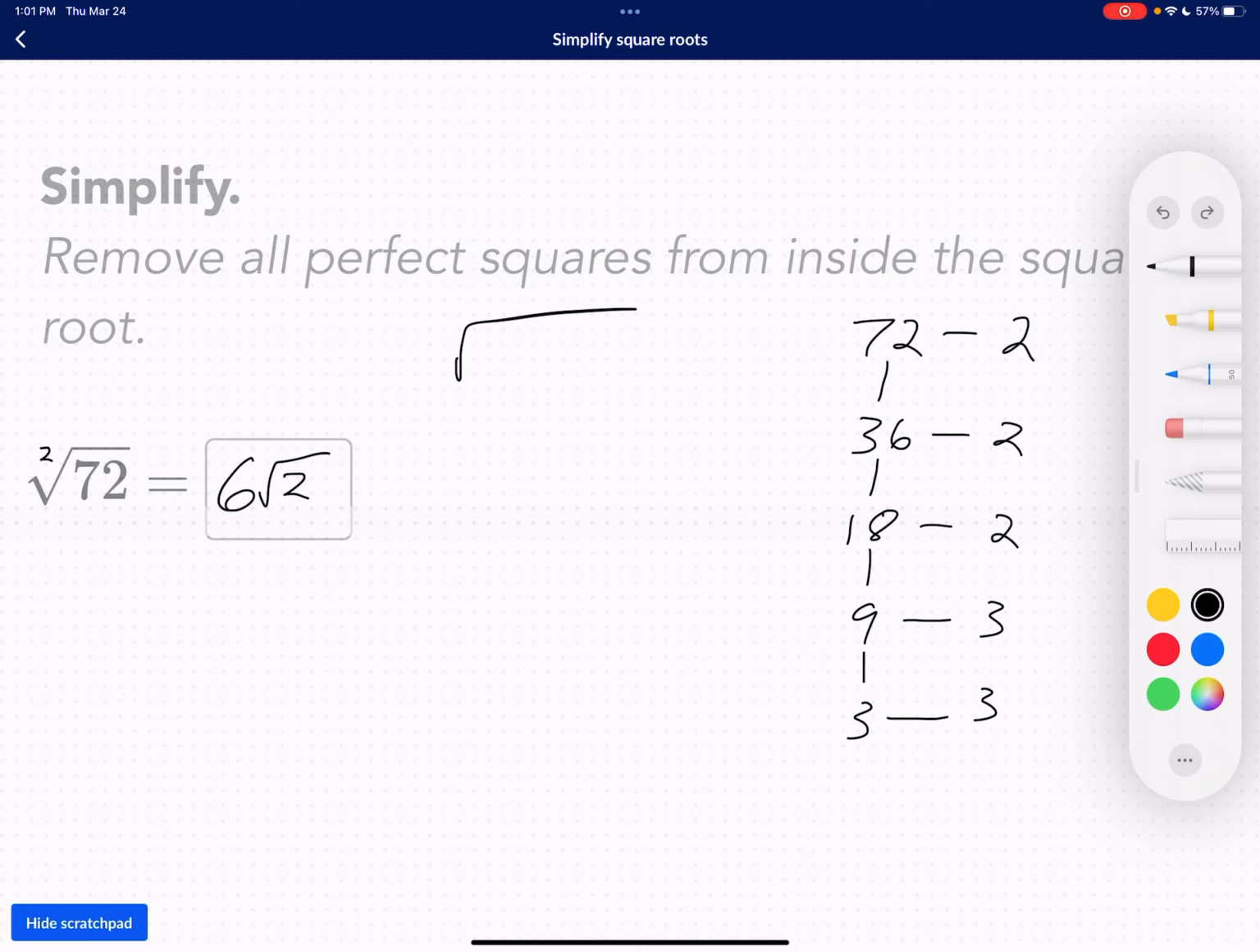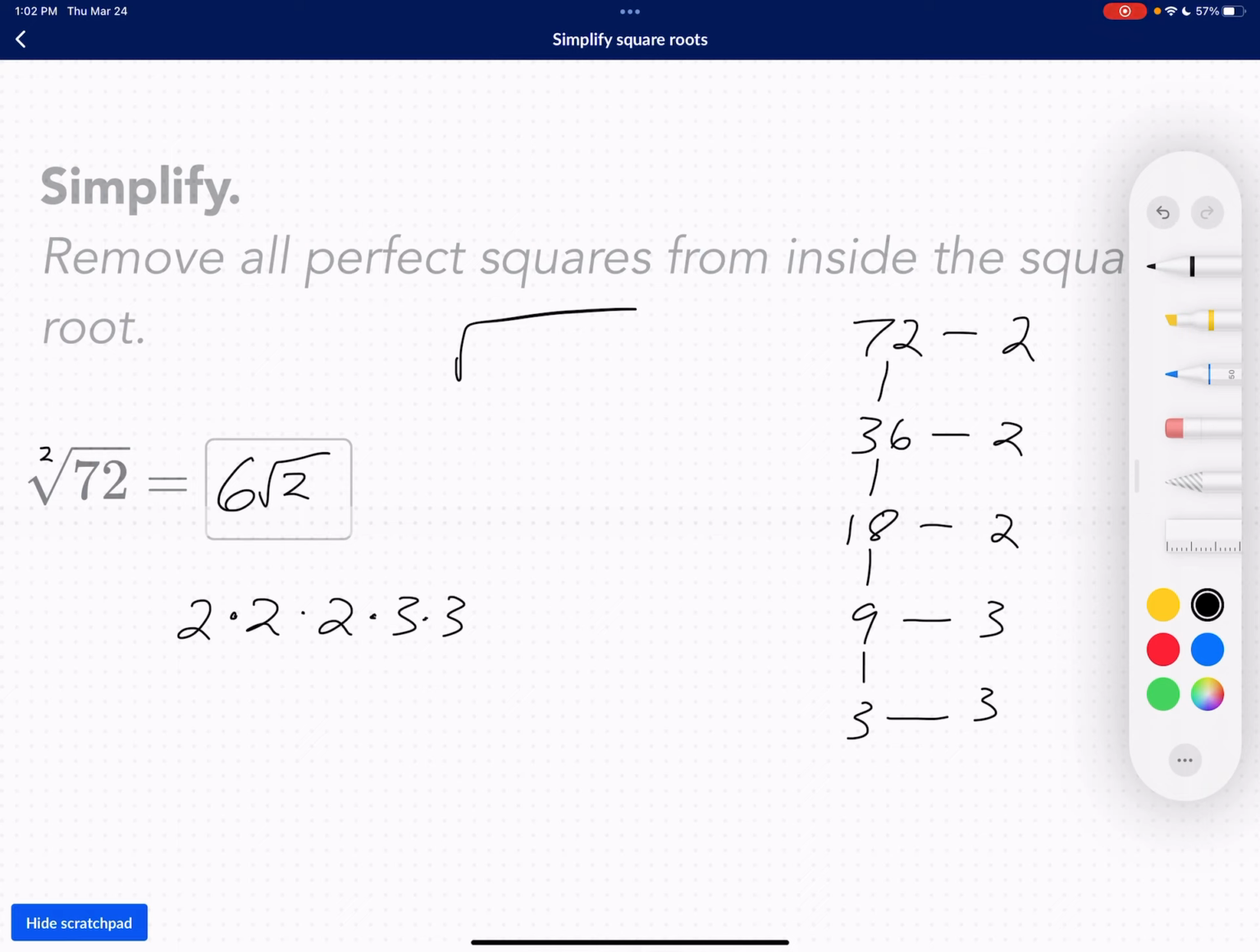You can throw these into a calculator if you want. These, when all multiplied together, will give you your same original number. Notice 4 times 2 is 8, times 9 is 72. These are all the working parts. 2 times 2 is 4, times 2 is 8, times 9. 2 times 3 is 6, times 2 times 3 is 6, is 36, times another 2 is 72. It doesn't matter what order you do these in because multiplication is commutative.